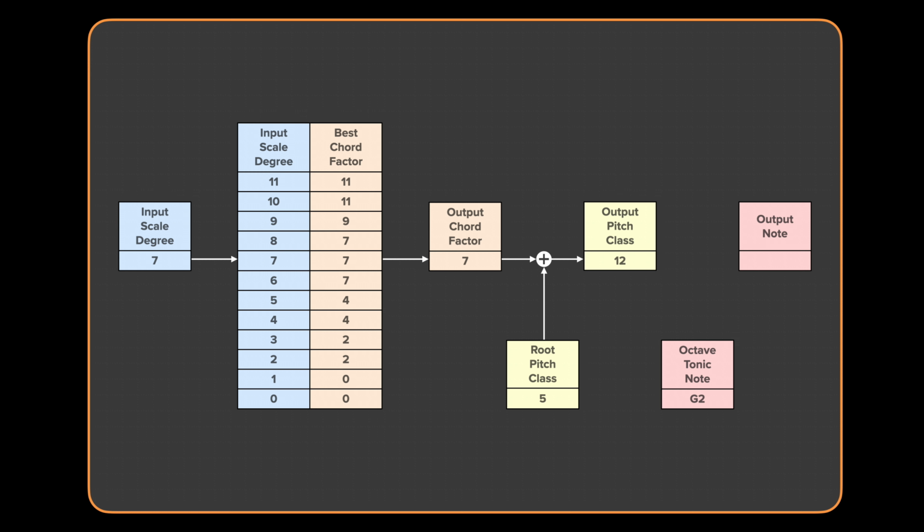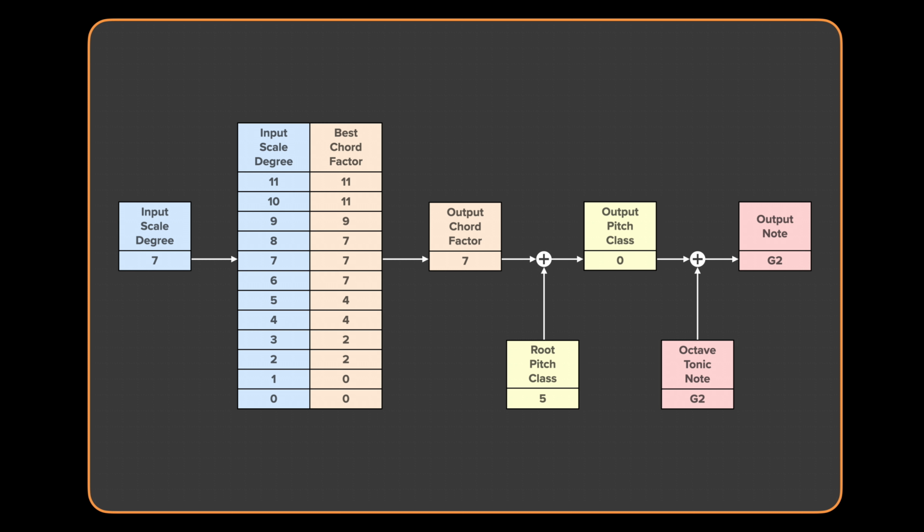If we subtract 12, we get pitch class 0. Remember that the pitch class of a note represents how far it is above C. We've just learned that the output note will be 0 semitones above C. We're going to play some C note. Finally, Harmonize adds that pitch class to the octave tonic note to determine what note number to play. The octave tonic note is G2. Adding our pitch class 0 gives us G2, and that's the output note that Harmonize will play.